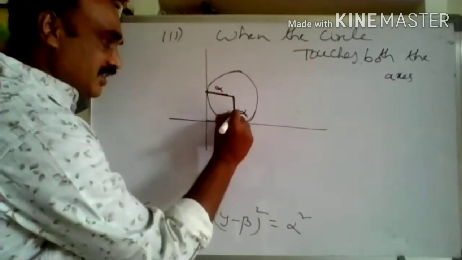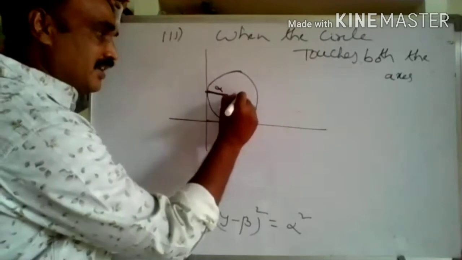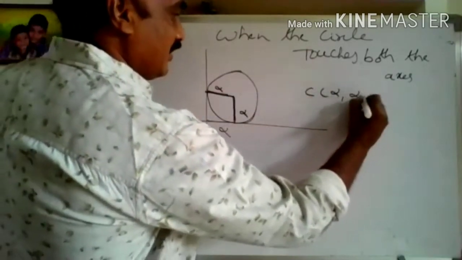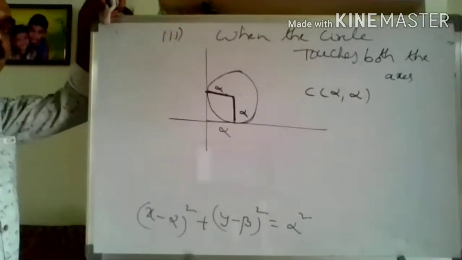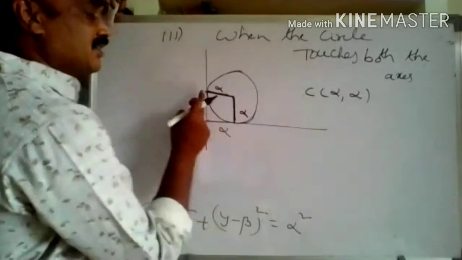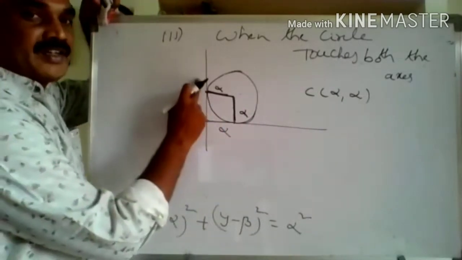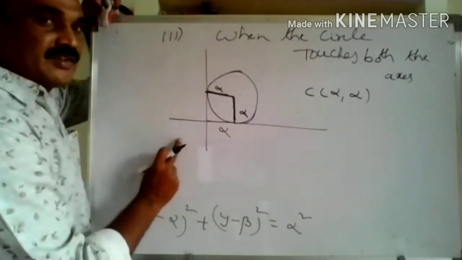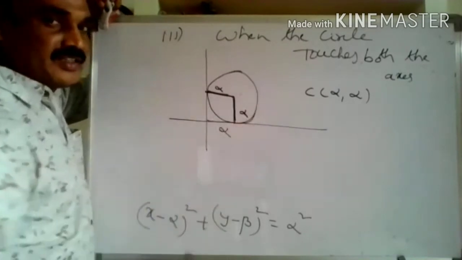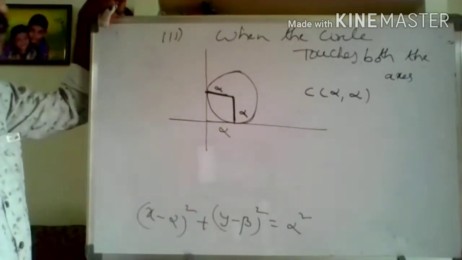So this distance is y, this distance is x, the point is (x, y). So the center here is (alpha, alpha). When the circle touches both the axes, the center is (alpha, alpha). This is the first quadrant: (alpha, alpha). Second quadrant: (minus alpha, alpha). Third quadrant: center (minus alpha, minus alpha). Suppose the circle is in the fourth quadrant: the center is (alpha, minus alpha).